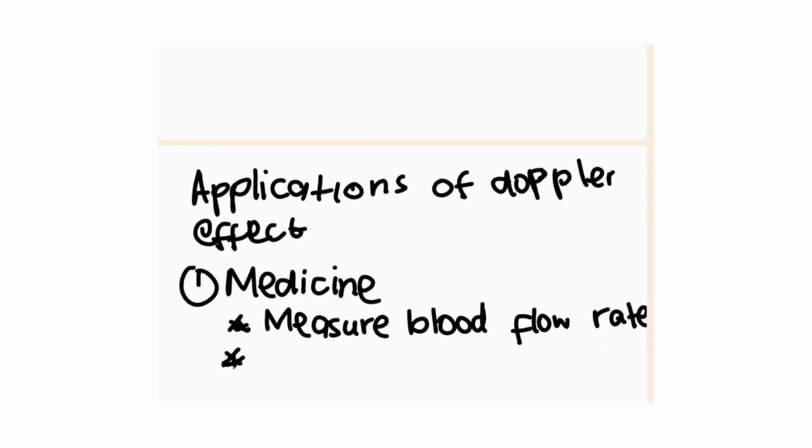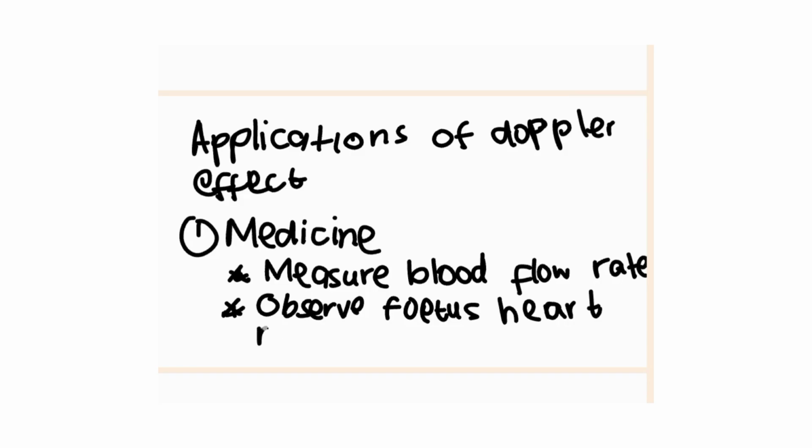We can also observe the fetus heart rate. How do we spell fetus? Fetus doesn't start with E, it starts with F. So it can also be used to observe the fetus heart rate. This is being done during pregnancy. Also, rate must have a T. Okay, so that is the application of Doppler effect under medicine.